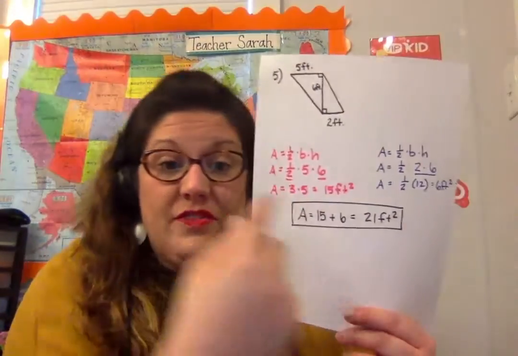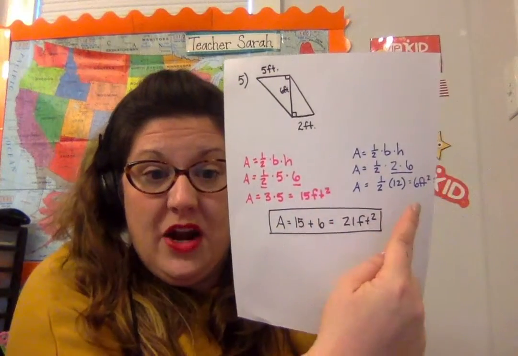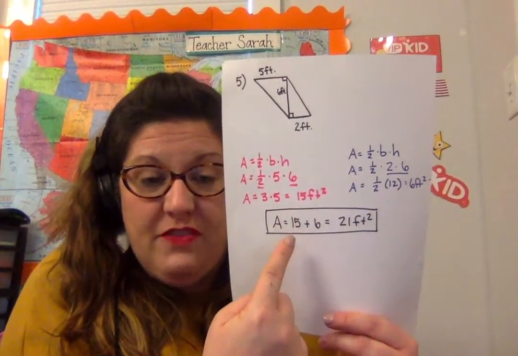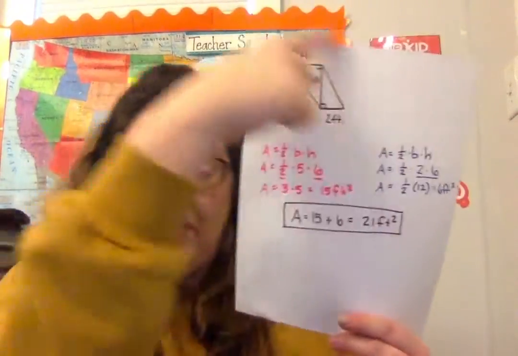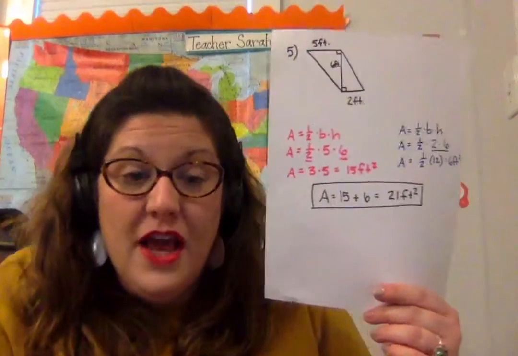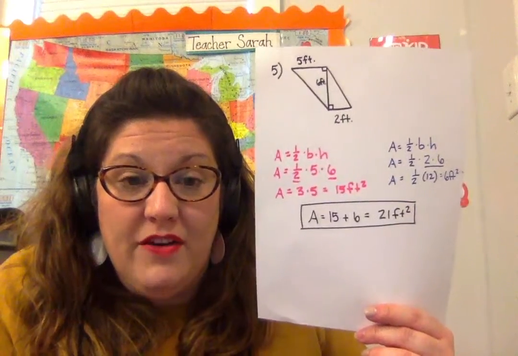So then what I have to do is take my two areas and find the sum. 15 plus 6 is 21 square feet. So the area of the entire figure is 21 square feet.